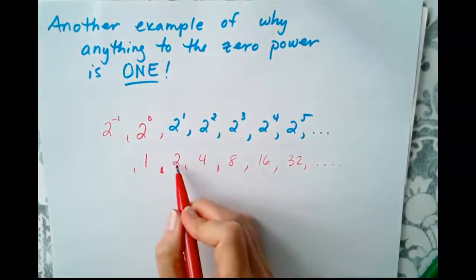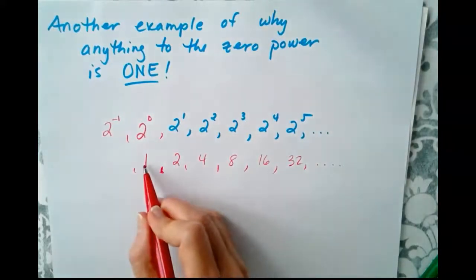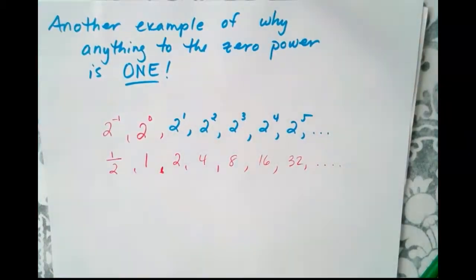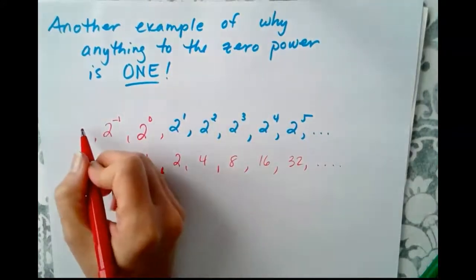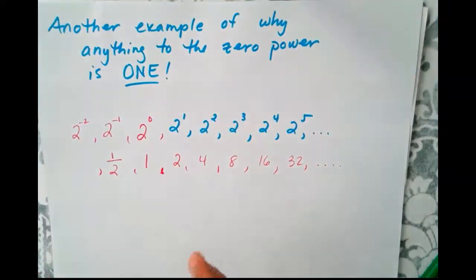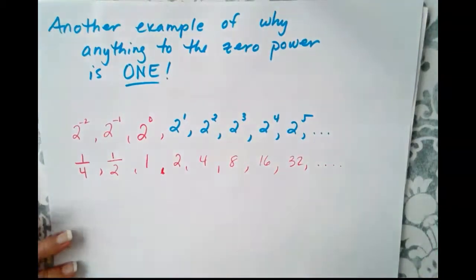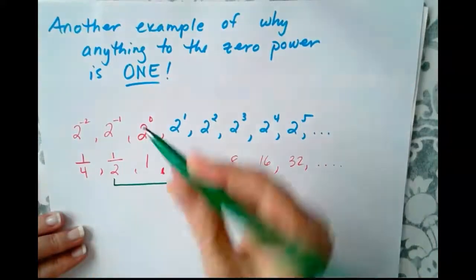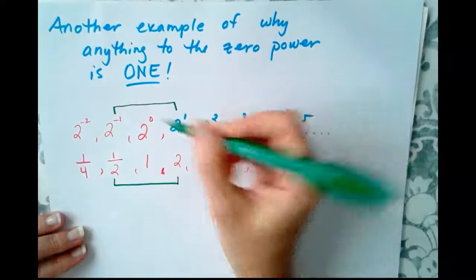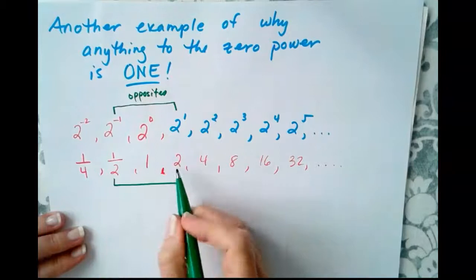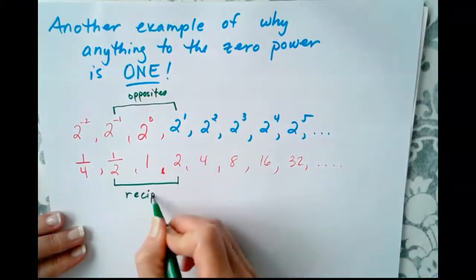So 4 divided by 2 is 2. 2 divided by 2 is 1. 1 divided by 2 is 1/2. We can keep descending here. 1/2 divided by 2 is 1/4. Now, what I would love to point out is the relationship of 1/2 and positive 2. Their exponents are opposites, but 1/2 and 2 are actually reciprocals.